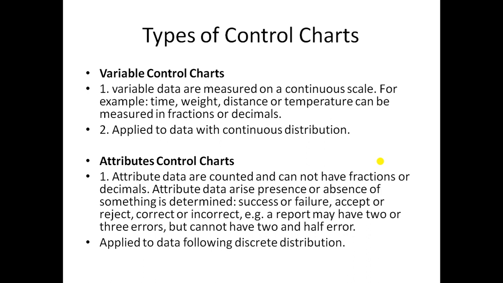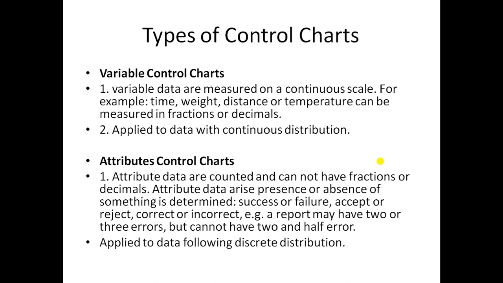And the attribute control charts are counted and cannot have fractions. They are countable and do not have any fractions or decimals. Attribute data arise from presence or absence of something that is determined, say success or failure, accept or reject, correct or incorrect, like this. For example, a report may have 1 or 2 or 3 errors, but the report does not have 1.5 errors or 2.5 errors, like this.